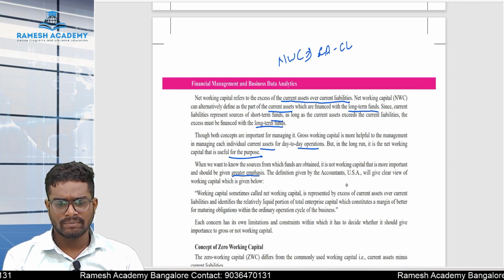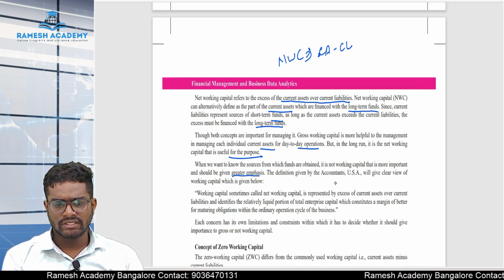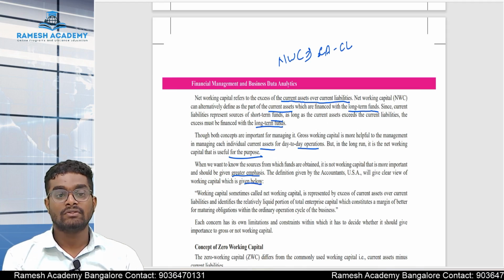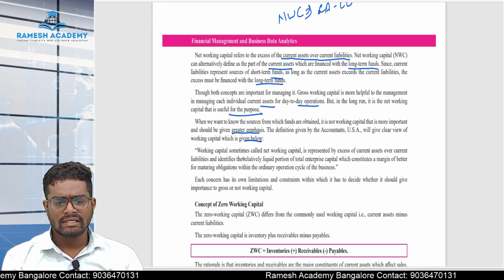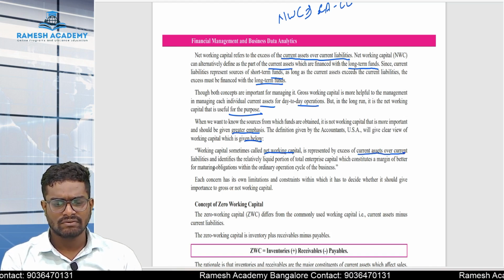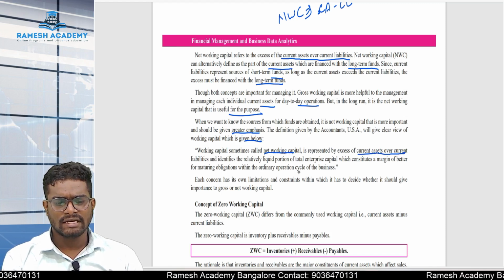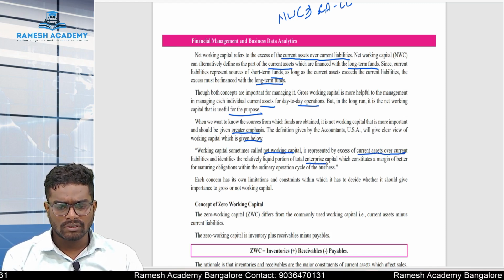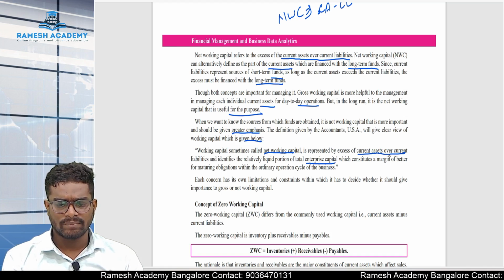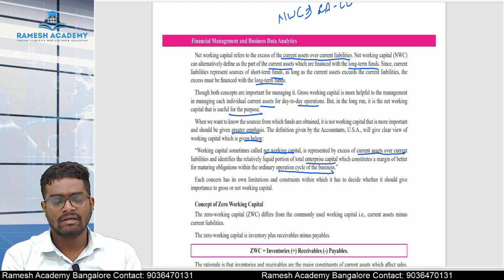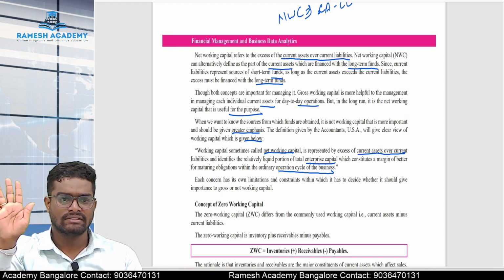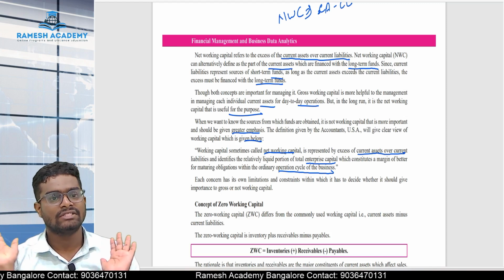The definition given by the accountants of USA will give a clear view of working capital, which is given below. So the accountants of USA have given their definition. We'll see what that is. Working capital, sometimes called net working capital, is represented by excess of current assets over current liabilities and identifies the relatively liquid portion of the total enterprise capital, which constitutes a margin of safety for maturing obligations within the ordinary operating cycle of a business. So what they are telling is that the first definition is clear: excess of current assets over current liabilities. That is known as working capital.